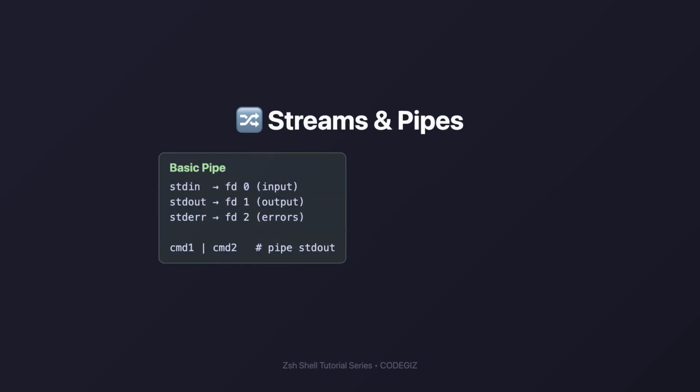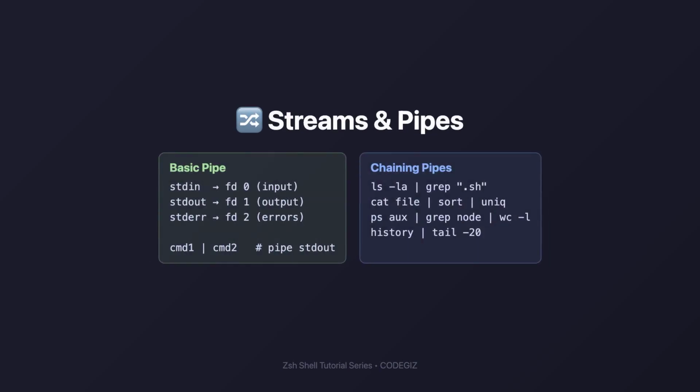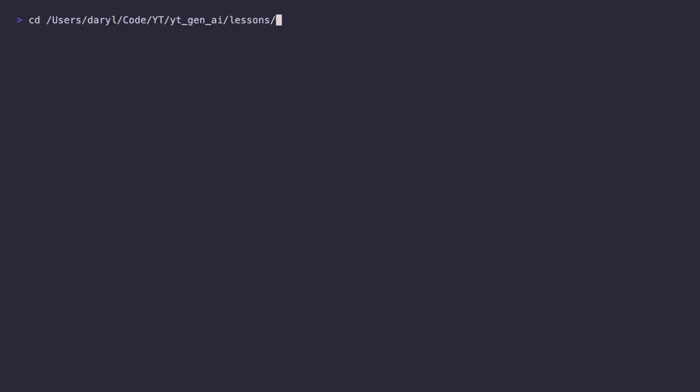Every process has three standard streams: stdin, stdout, and stderr. The pipe operator connects stdout of one command to stdin of the next. You can chain multiple pipes to build powerful data pipelines. Each command in the chain processes data and passes it along. Let us create a script to explore pipes.